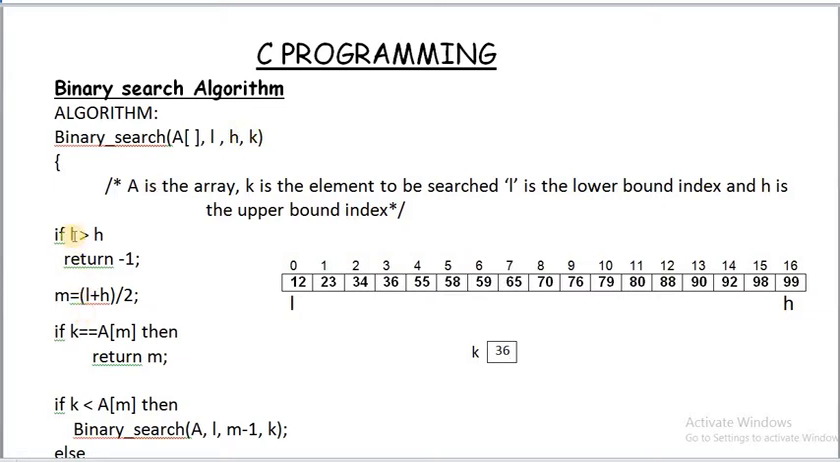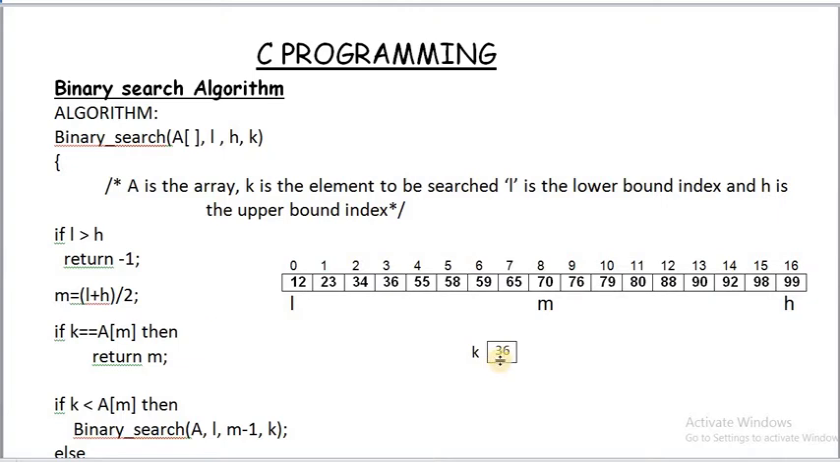What is the value of L? 0. What is the value of H? 16. Is L greater than H? No, 0 is not greater than 16. If it is false, this statement is not executed. Then we have to calculate the mid value, M: the mid element index. L plus H by 2, that is 8. M is here.